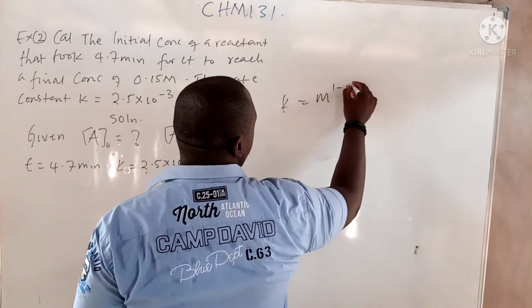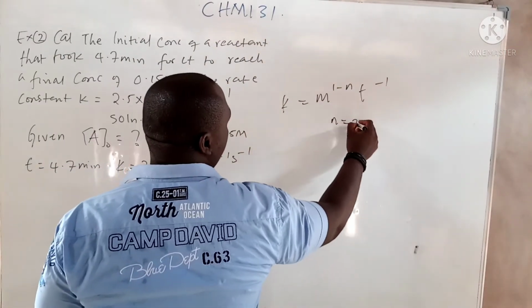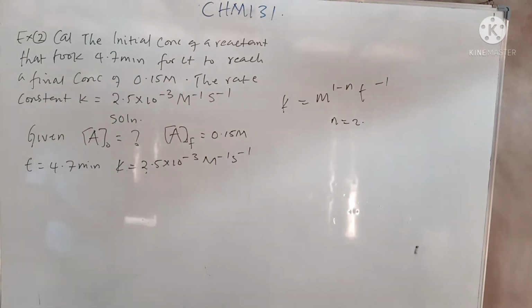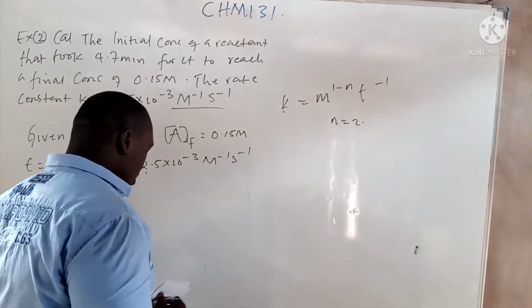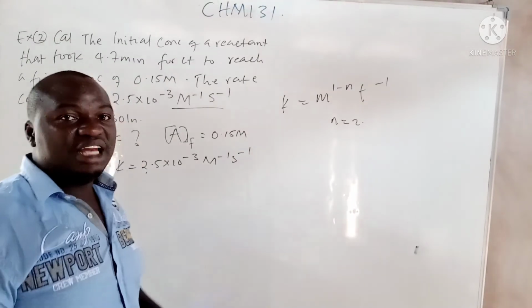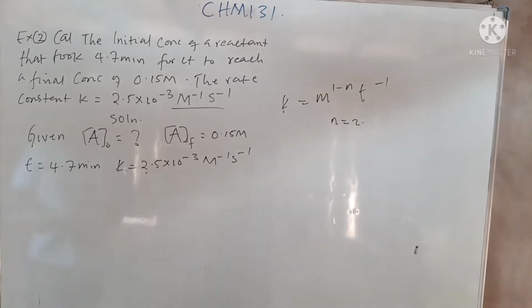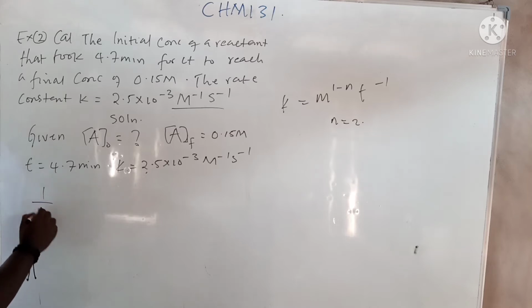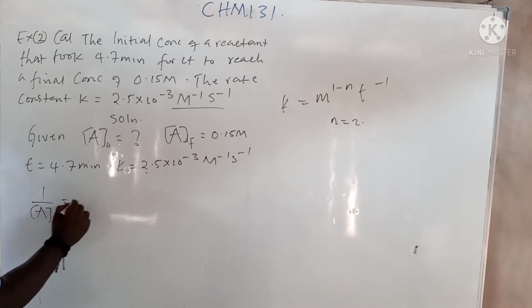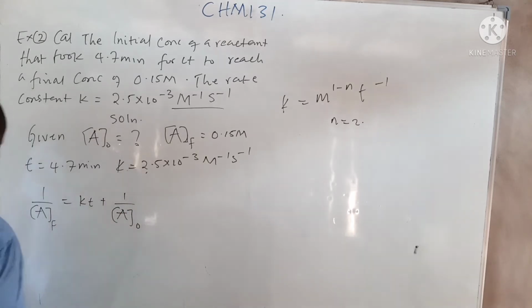What will you put here to give you this? The only thing you can put here is when n is equal to 2, because when n is equal to 2, this will give you M^-1 s^-1. So sometimes when they do not specify the order, you have to use this formula to know which order you are solving. So this is second order, and the integrated rate law formula for second order is 1 over A final is equal to kt plus 1 over A initial.